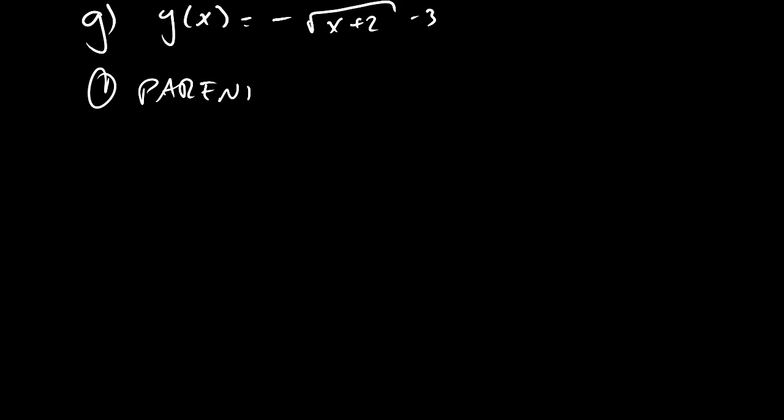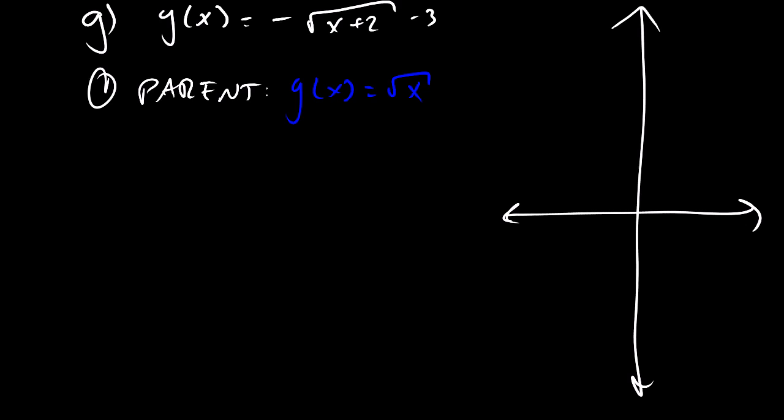Now we're going to move on to g. G of x is equal to the negative square root of x plus 2 minus 3. Step 1 hasn't changed. Find the parent. What's the parent graph? If we take all the numbers away, we're just left with g of x is equal to the square root of x. So we're going to start off by doing what we always do. We're going to draw our little parent graph. So parent graph, there you are. What a proud parent graph that is. Look at him. Step 2, we're going to be looking at some shifts.